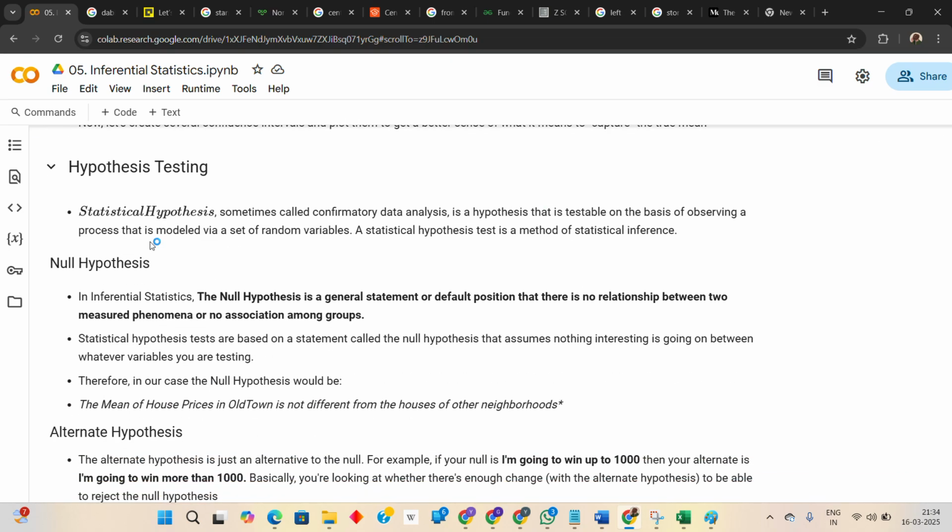Then hypothesis testing is the next topic in inferential statistics. Hypothesis testing has two types: null hypothesis and alternate hypothesis. Null hypothesis is something like a general statement or default thing that we define. If we get the same result out of our analysis, then the null hypothesis is true, and we reject the alternate hypothesis. For the alternate hypothesis, if we don't get that statement and we get some other result, then we have to reject the null hypothesis and accept the alternate hypothesis. Okay, simply.